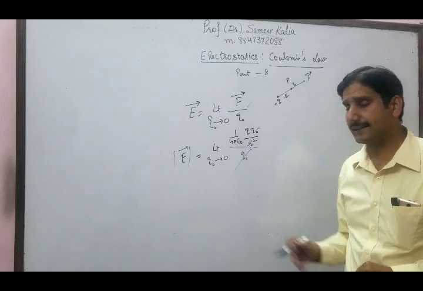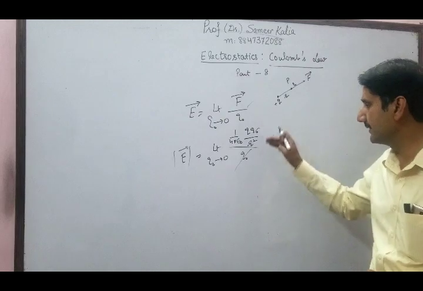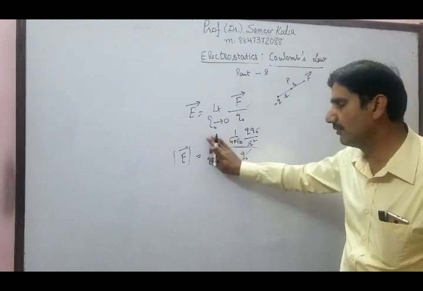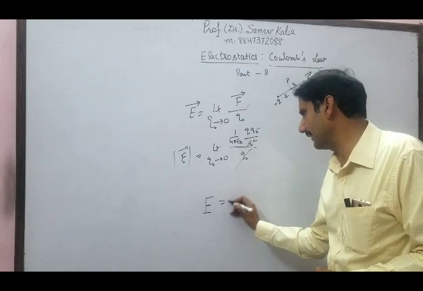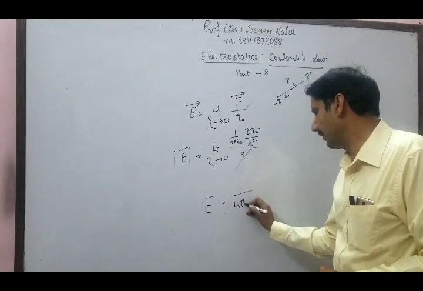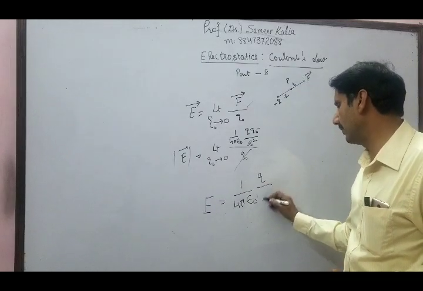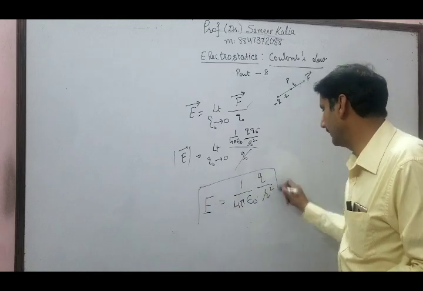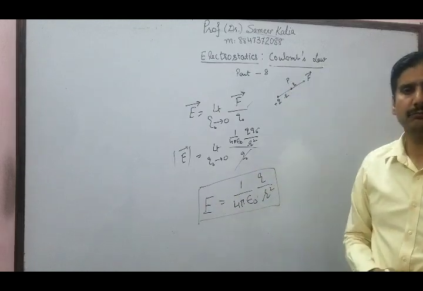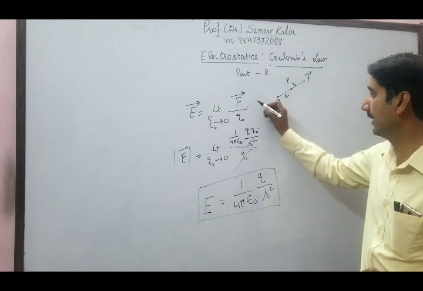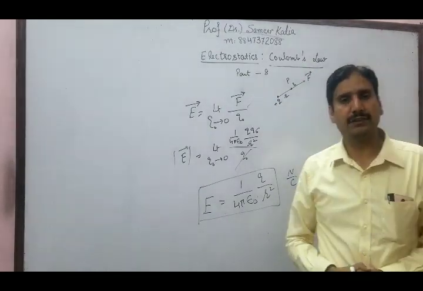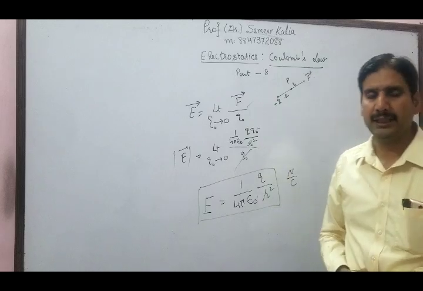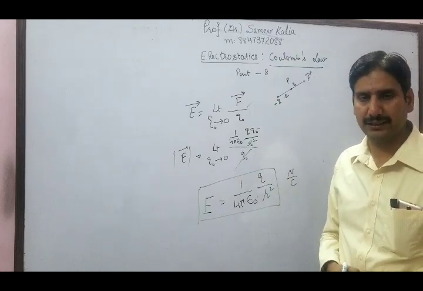This Q naught gets cancelled out, and if there is no Q naught in the expression, there is no fun in writing down the limit. So the simple expression for electric field turns out to be 1 by 4 pi epsilon naught Q divided by R square. The units of electric field are Newton per Coulomb. This is the SI unit of electric field.